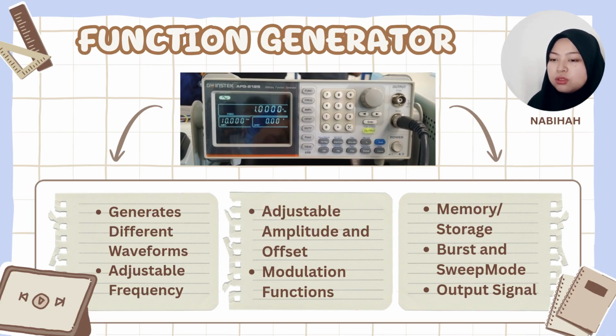Then, how to use function generator? First, turn on the device using the power button. Then, connect the output to your circuit or oscilloscope using a BNC cable. Press FUNC to choose a waveform like sine, square or triangle. Press FREQ to set the frequency, for example 1000 Hz. Then press AMPL to set the voltage, for example 5 volts peak to peak. Lastly, press output to turn the signal on.